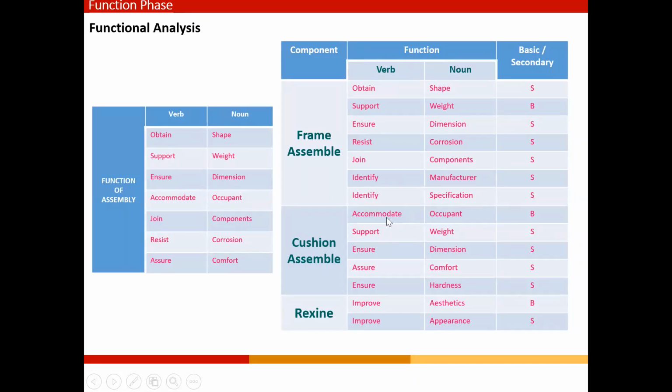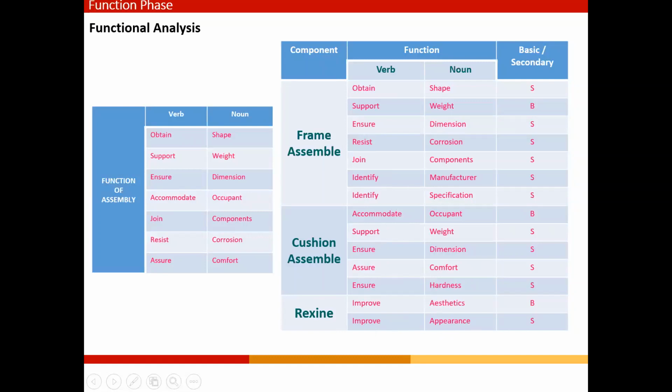It should also accommodate; even this document is also a part of this. And again, the next one is the cushion assembly, where it also includes similar types of functions to those of the frame assembly. As you know, we have the rexine, which is required for improving the aesthetics and also improving the appearance.